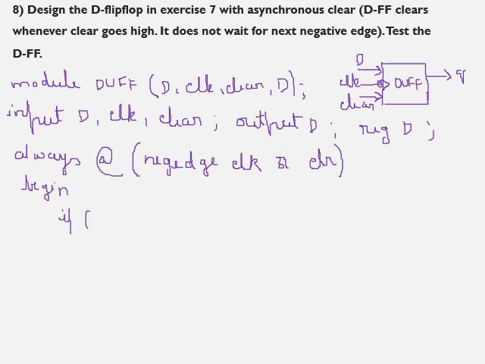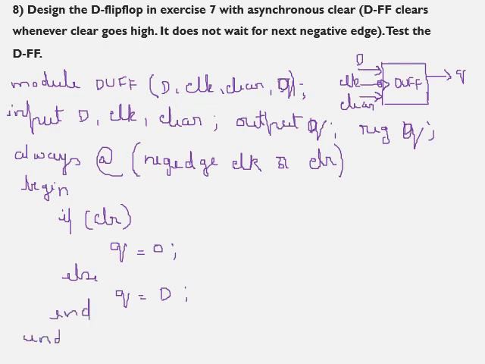Now check if clear is 1, because we are using active high clear. If clear is 1, Q is equal to 0, else Q is equal to D. Sorry, this is not D, it is Q. Okay, end module.